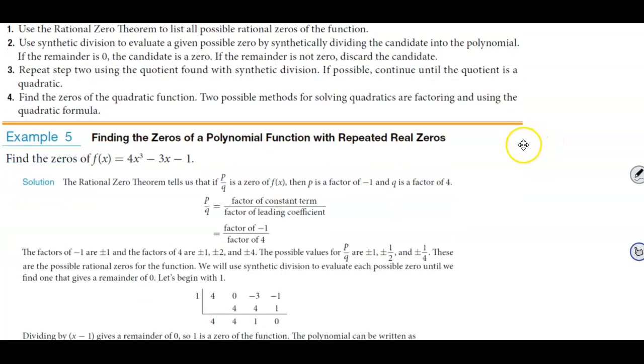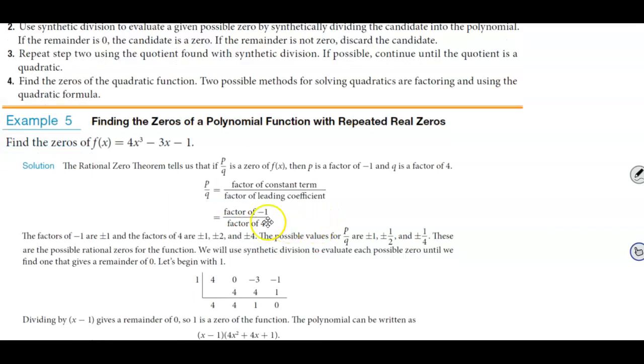So for example number 5, we want to be able to find the zeros of the function 4x cubed minus 3x minus 1. Now starting with the rational zero theorem, it tells us that if p over q is a zero of that function, then p is a factor of -1, which is the constant term, and q is a factor of the leading coefficient, which is 4. So remember that p over q is equal to the factor of the constant term divided by the factor of the leading coefficient. So we're going to find all the factors of -1 and all the factors of 4.